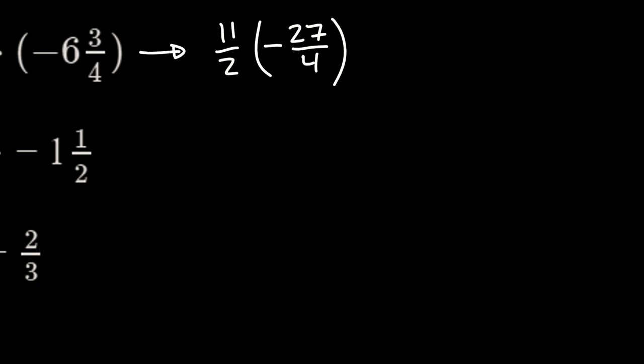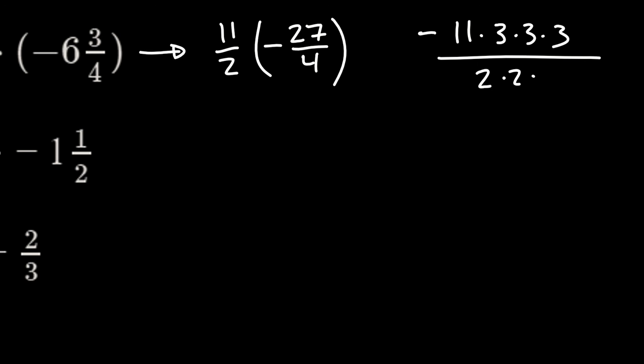So I could write it as 11 and then 3, 3, 3. I do have to remember that I have this negative, and it doesn't matter where it lives, but there is this negative one factor. So my answer is going to be negative at the end. And in that denominator, I've got 2 and then 2, 2. So 2, 2, 2. So you can see absolutely no common factors. I've got 11, 3, 3, 3 over 2, 2, 2.